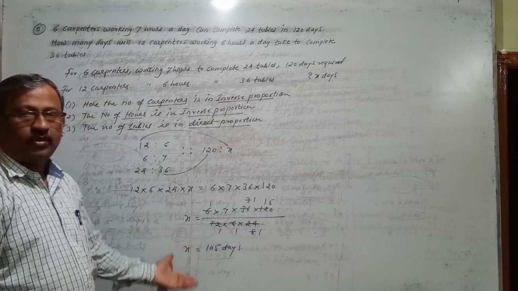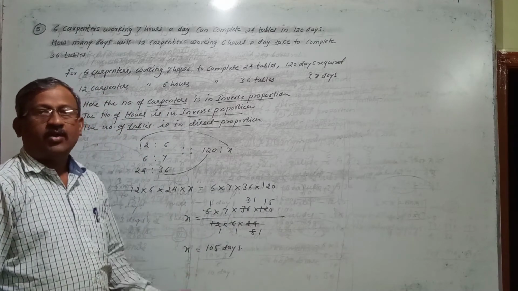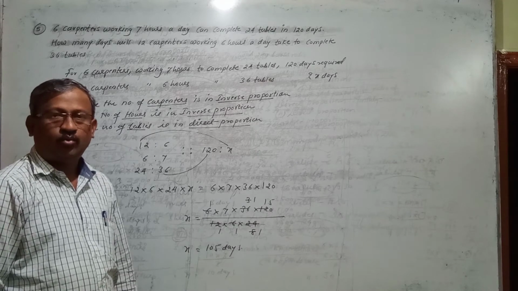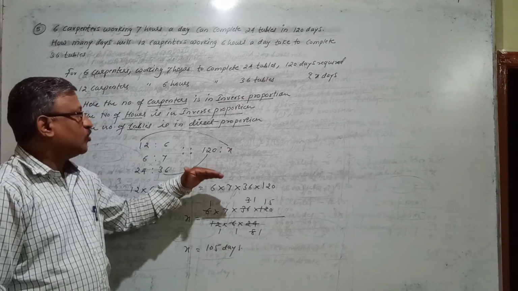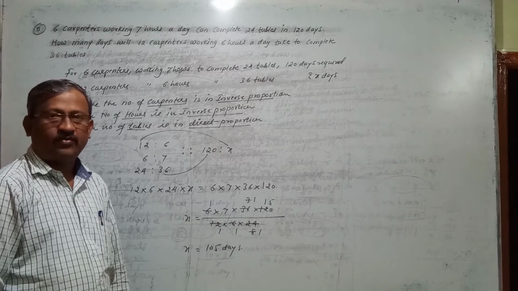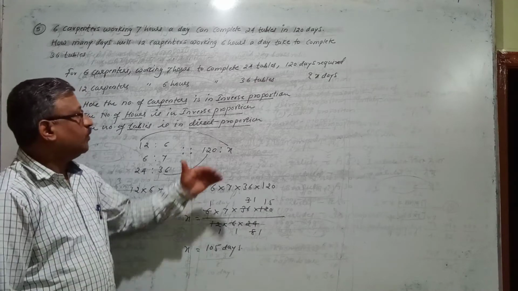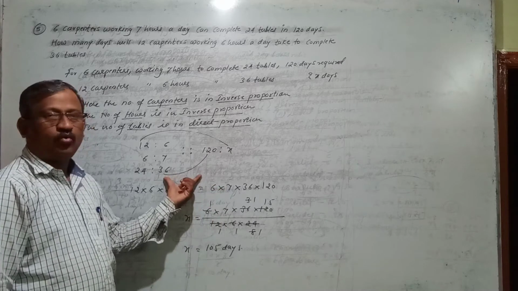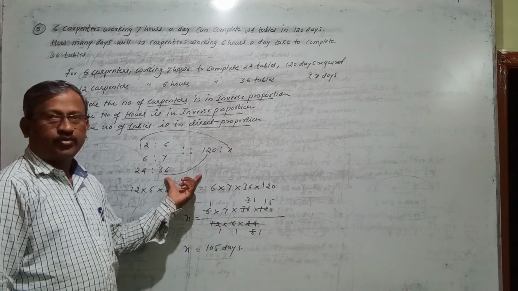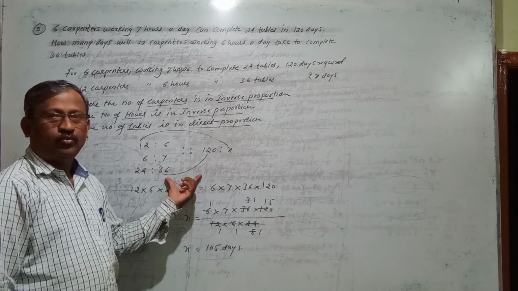So this is how you have to solve the problem when the problem involves more than 2 ratios. Such types of problems they are asking in the exam. For it is 5 marks, 7 marks, or 8 marks. So you have to be perfect. Here important is how to put the proportion when the problem involves more than two ratios.